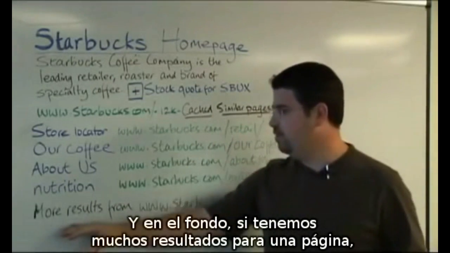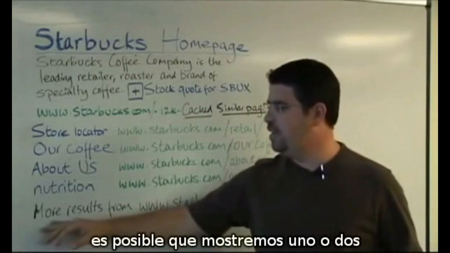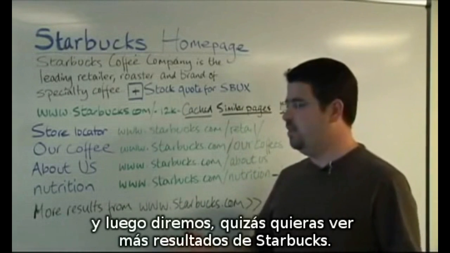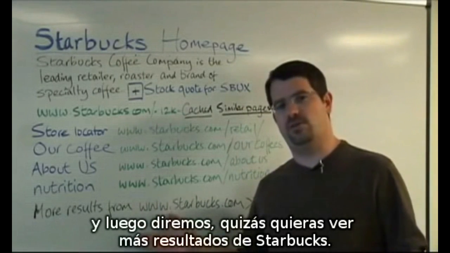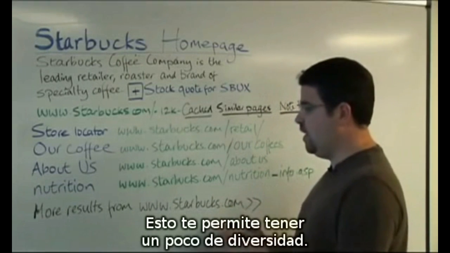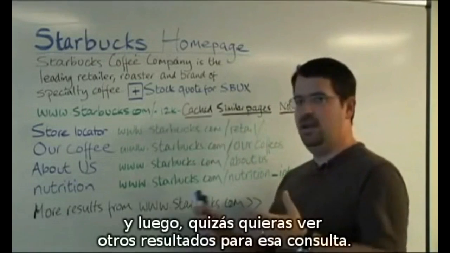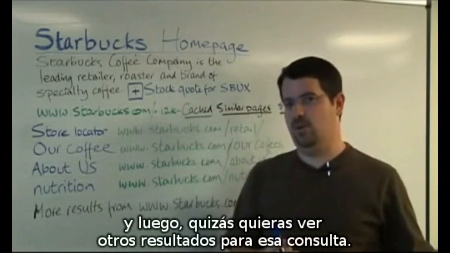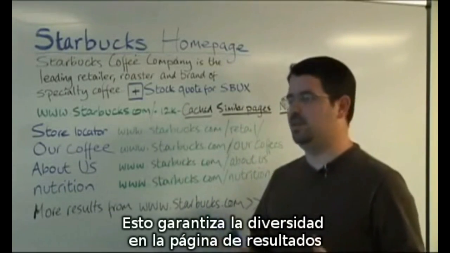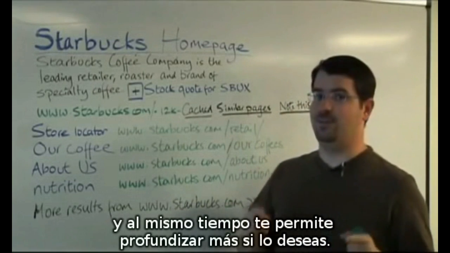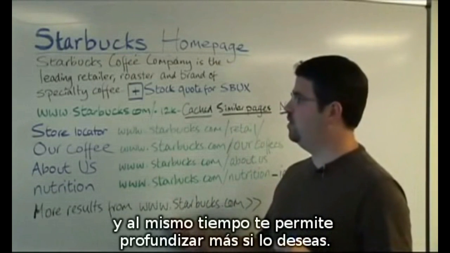And then when you get to the bottom, if we have a lot of results from a page, maybe we show one or two, and then we'll say, you know what, maybe you want to see more results from Starbucks. And what that lets you have is a little bit more diversity. So you can see one or two results from Starbucks, and then maybe you want to see other results for that query. And so that helps ensure diversity on the results page. And at the same time, lets you dive deeper if you want to.